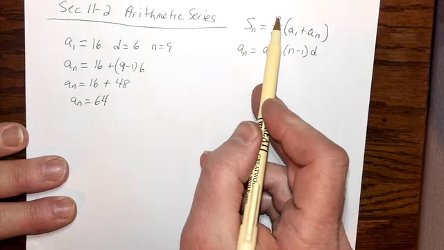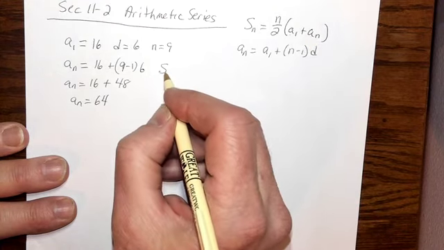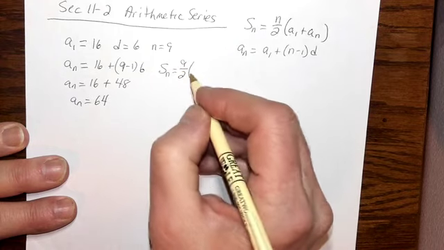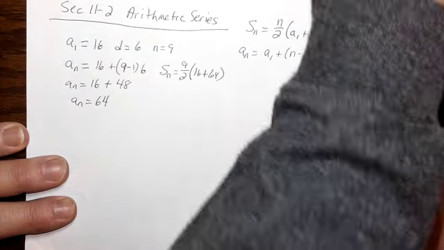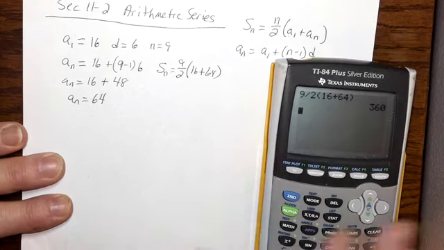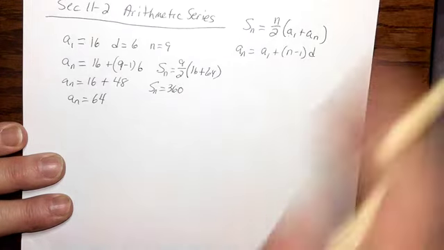So now I know what n is, I know what a1 is, and I know what a sub n is. So it's a matter of just plugging in and finding that answer. n is 9, a sub 1 is 16, a sub n is 64. And then you just take your calculator and enter it just like it's written right there: 9 divided by 2, parenthesis, 16 plus 64. And the answer is 360. So that's what we can do.